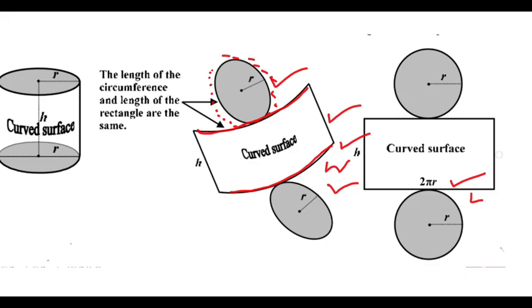So this is very important to know. This is a cylinder. The top is a circle, the bottom is also a circle, so two circles. In the middle is a rectangle, the lateral surface area, the curved surface. The rectangle folds up and becomes the circumference of the cylinder. So the length of the circumference and the length of the rectangle are the same.